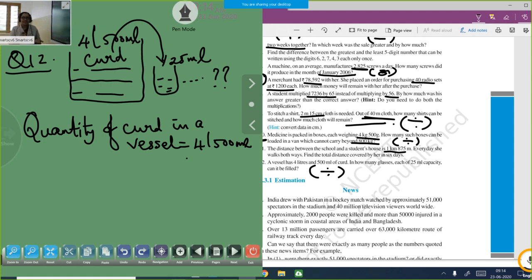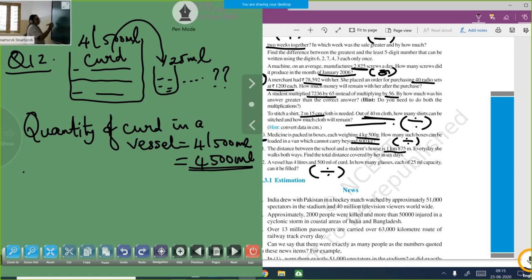For making division easier, teacher is converting this into milliliter. You know 1 liter means 1000 milliliter. So 4 liter becomes 4000 milliliter. So this becomes 4000 plus 500, that is 4500 milliliter. That is the quantity of curd in the vessel, or the capacity of the vessel.